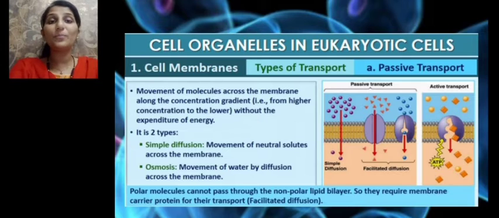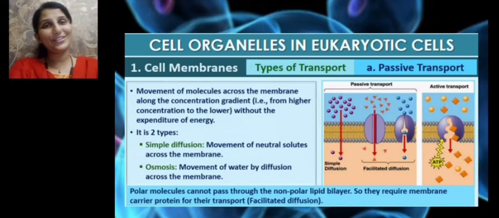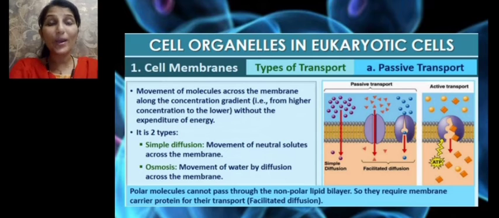We know osmosis is a movement of water from a region of higher concentration to a region of lower concentration across a semi-permeable membrane. Simple diffusion is the movement of neutral solutes from higher concentration to lower concentration, whereas polar molecules, in order to pass through the non-polar lipid bilayer, require the help of certain membrane carrier proteins present on the lipid bilayer, which help in the transport of such molecules along the membrane. So that's about passive transport.